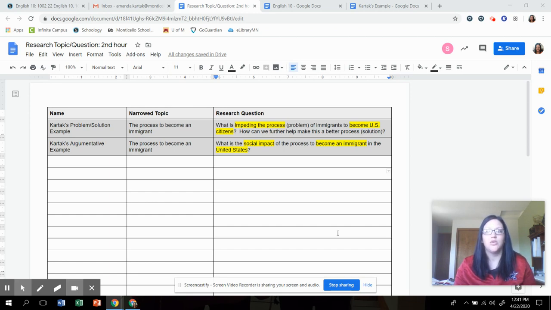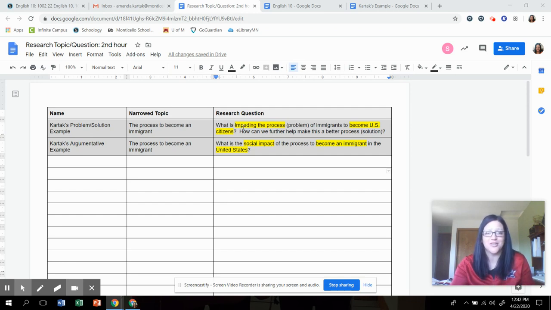So you have two options for your purpose in your writing. You might do a problem solution or you might do an argumentative. I'll start off with the problem solution because a lot of times that's the easier research question to come up with, because the question is kind of already there. A lot of times with this particular style of writing, I see a two-part question. And with those two parts, one is dealing with the problem, one is dealing with the solution.